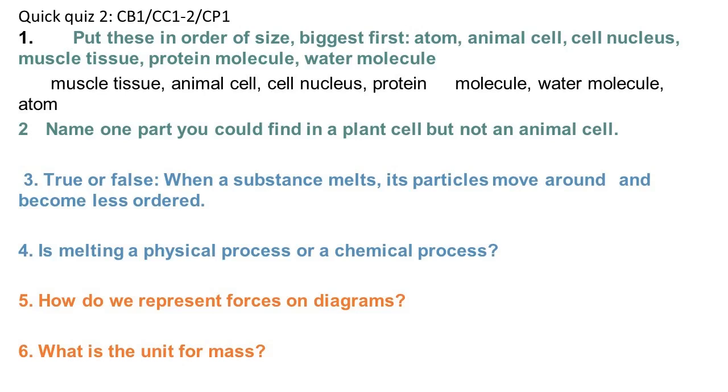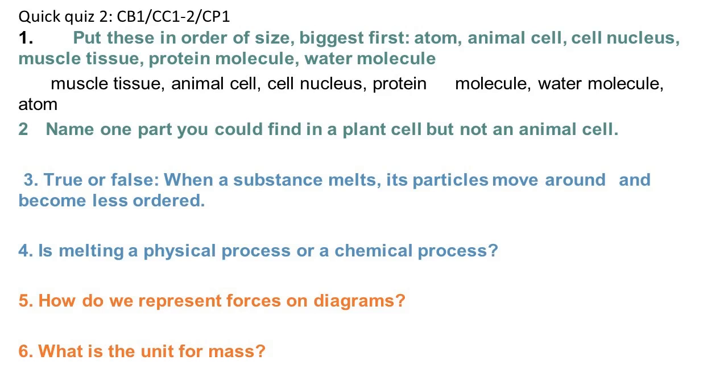The next smallest will be the animal cell. And then below that we would have the cell nucleus, and the next smallest will be a protein molecule, and the second smallest will be a water molecule. Remember, that's made up of just 3 atoms because it's H2O, and the smallest of all will be an atom. So give yourself a big tick if you got that right. If not, just pause and correct what you've written down.